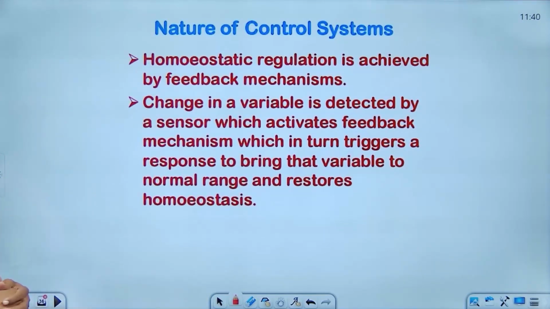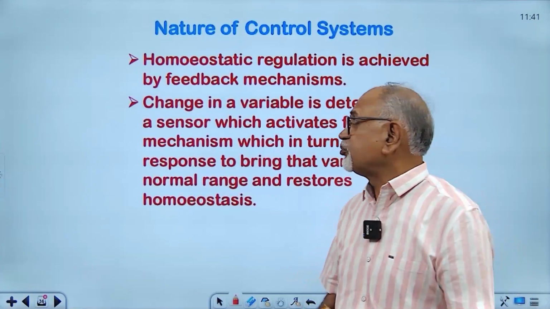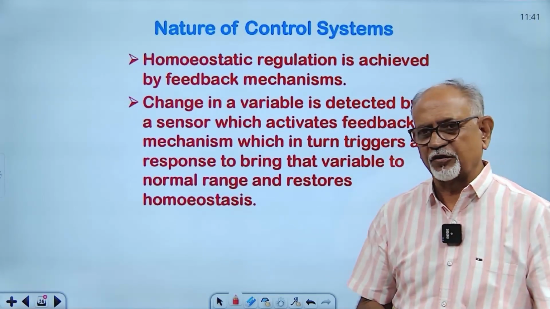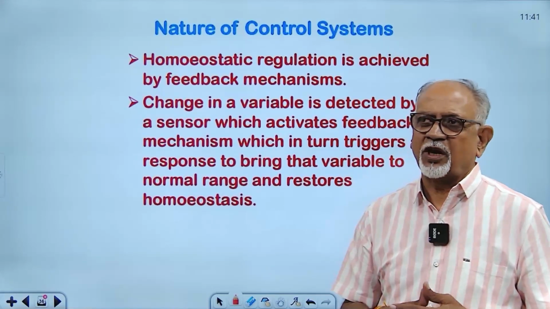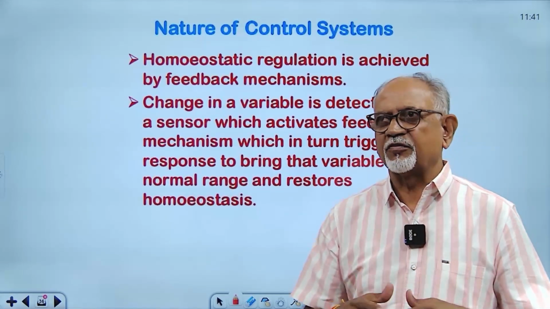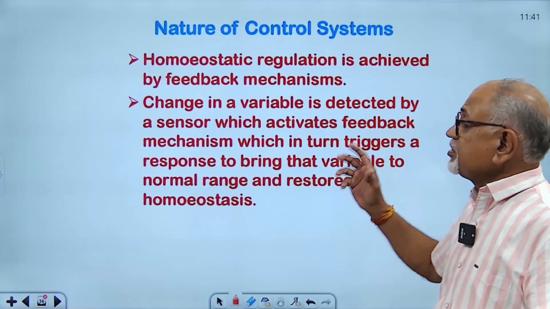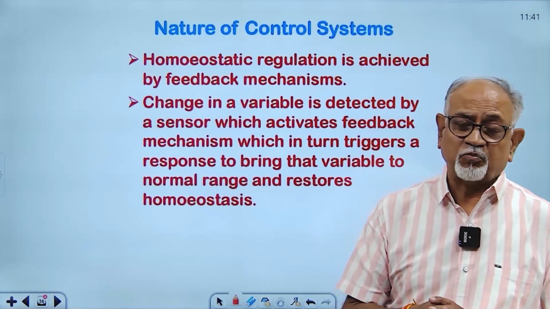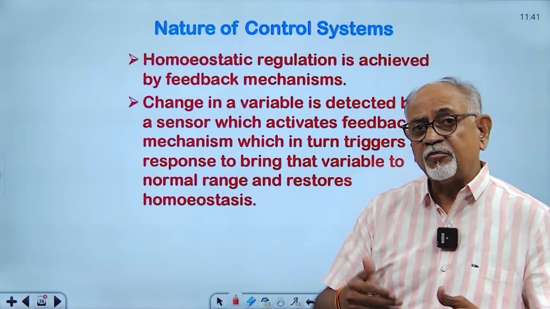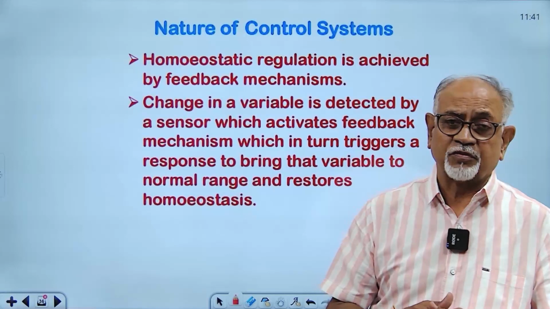Nature of control system. Homeostatic regulation is achieved by feedback mechanism. Now, what is this feedback mechanism? This is a very important part from the aspect of understanding the physiology as well as from the aspect of examination. If there is a change in a variable, it is detected by a sensor, then it sends a message to a control system in the central nervous system.